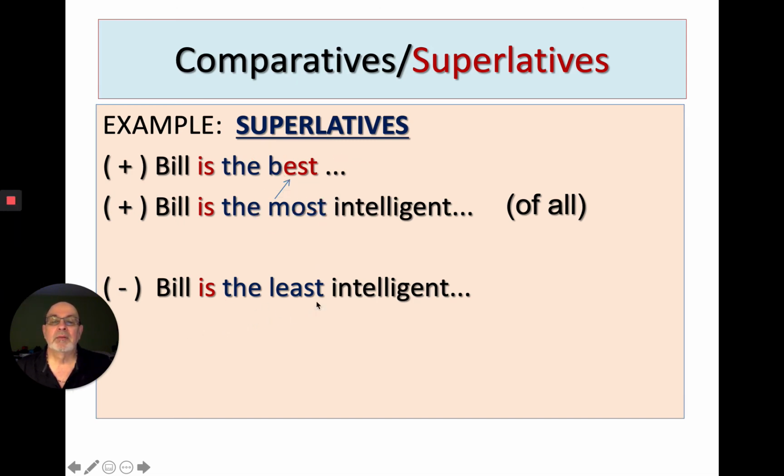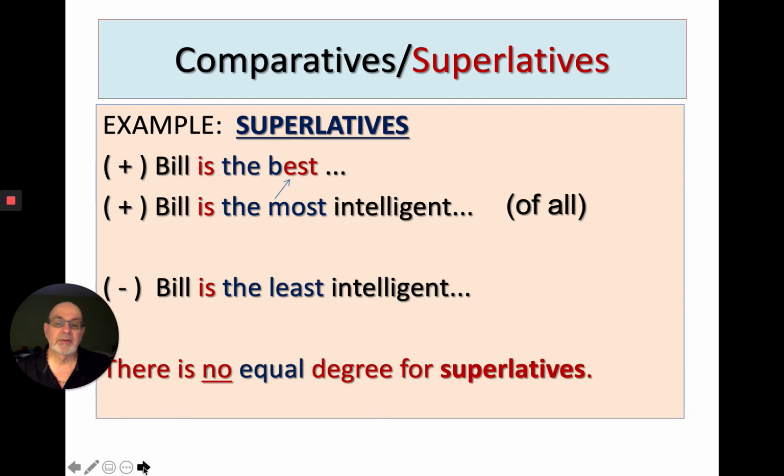And so what's left now is the equal part. Is there an equal part? Can I be equal to a group? And the answer is never, never, never. There is no equal in superlative because I cannot compare one person to many people. Okay? So that's the first thing.